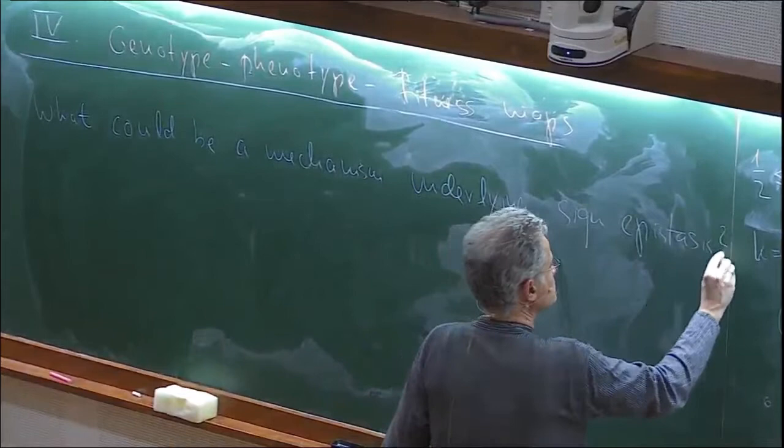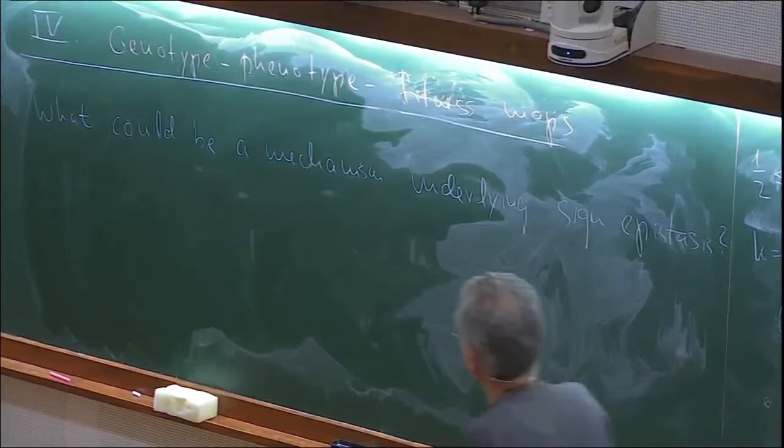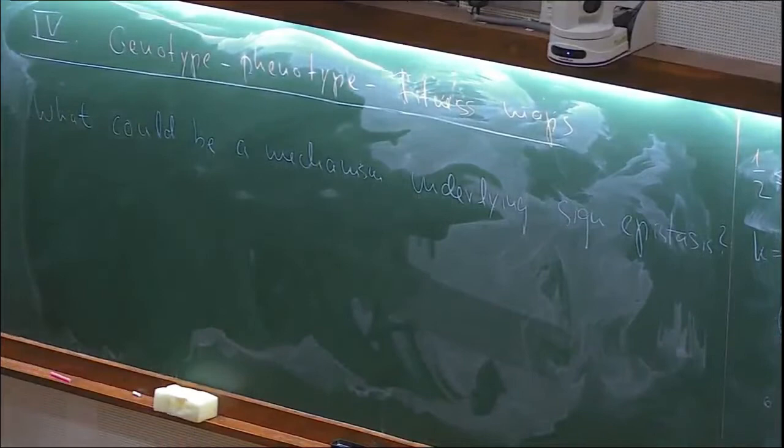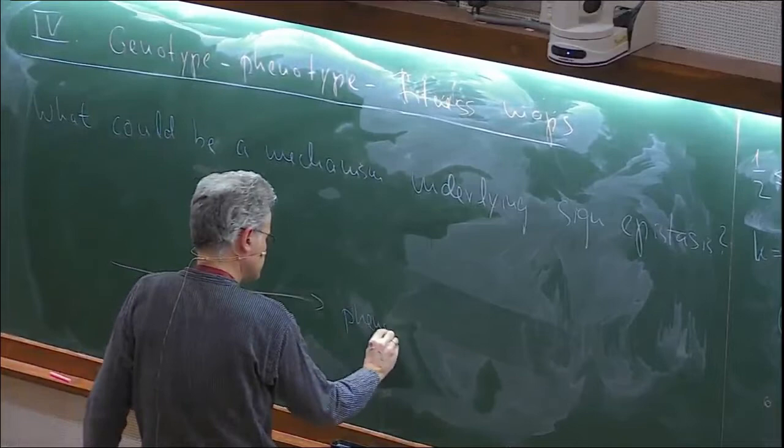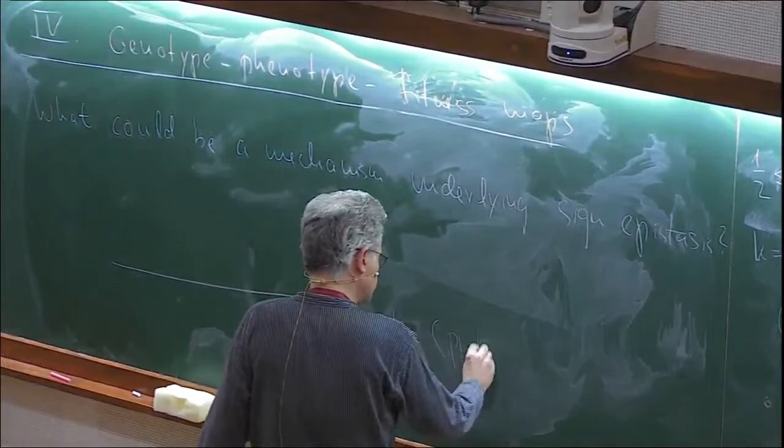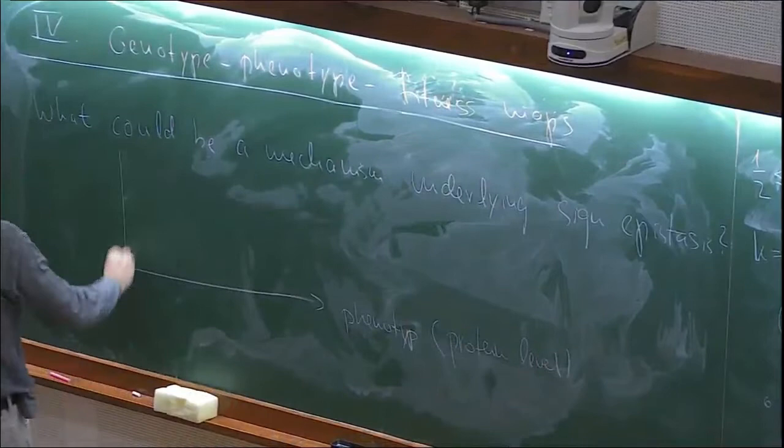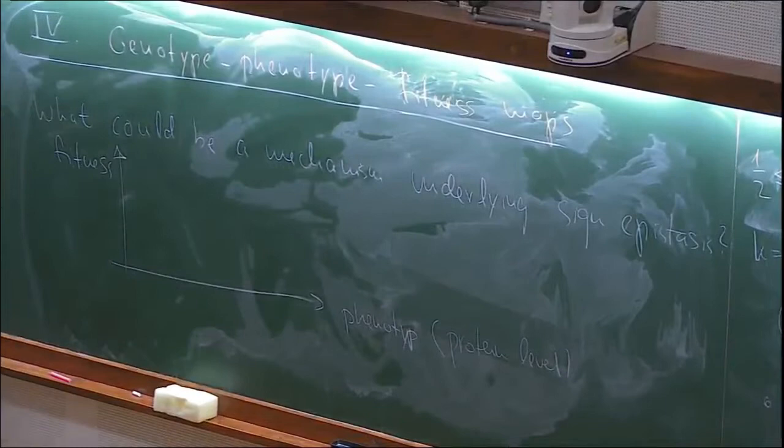So let me give you a very simple example. Let's suppose we have some phenotype, say some protein level in a cell. And then we ask, how does the fitness depend on that phenotype? In many cases, you expect there's some optimum. So producing more protein is good for a while, but if you produce too much, then fitness goes down. So you have a kind of phenotype fitness landscape that looks like this.